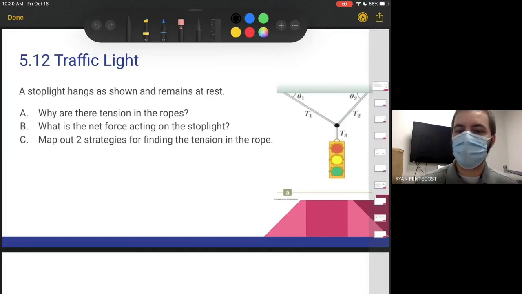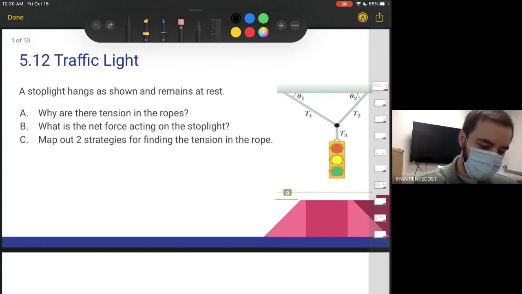A lot of the tensions that we'll talk about are due to gravity, usually mass hanging off a table with a pulley or something like that. So the tension in this problem is due to gravity pulling on that stoplight. Tension 3 holds all the weight and it connects at that knot right there, and then tension 1 and 2 divide that force between them.